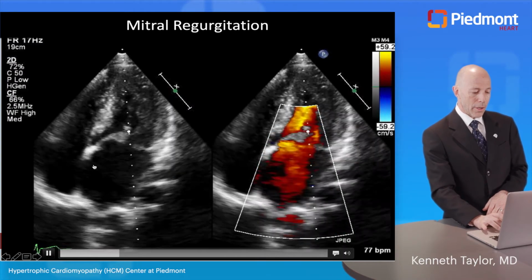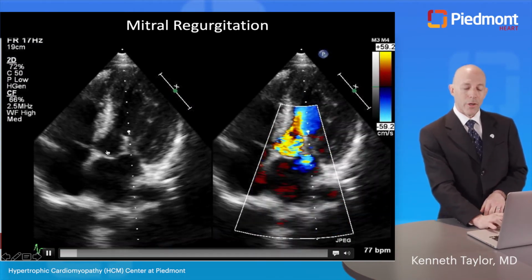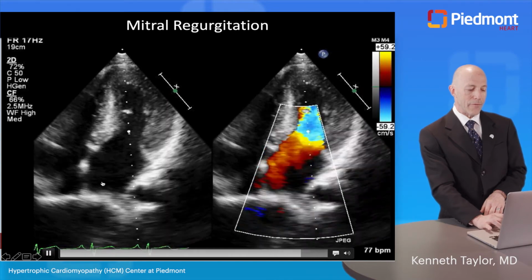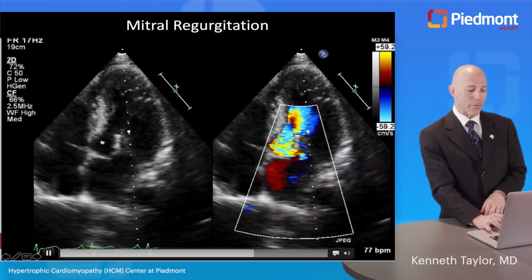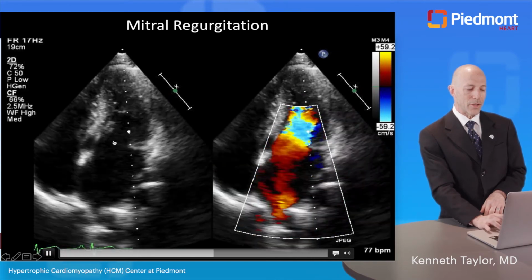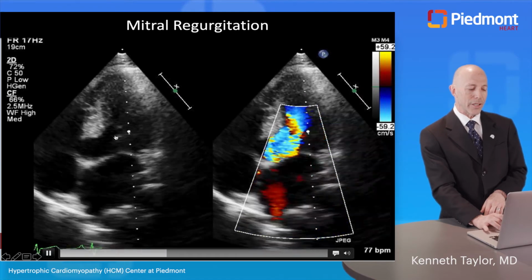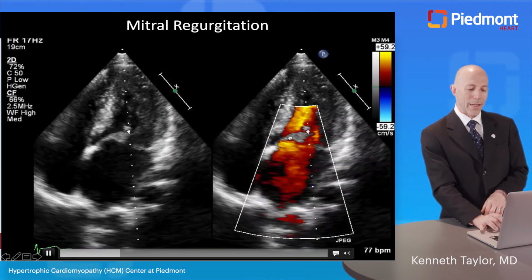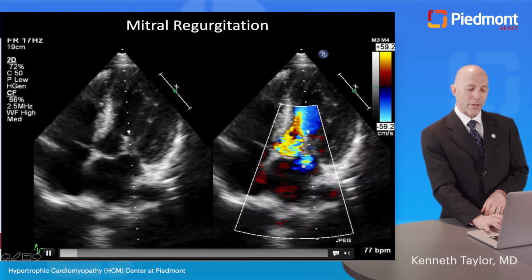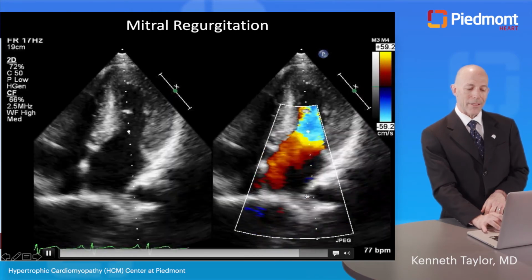So here is an example of mitral regurgitation. Again, here's the left ventricle, the left atrium, here's the mitral valve, the outflow tract's to the left in this image. And you can see the anterior leaflet being sucked into the outflow tract, and the Doppler signal here shows the mitral regurgitation coming in this direction.